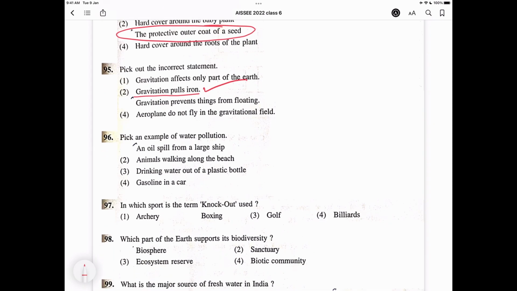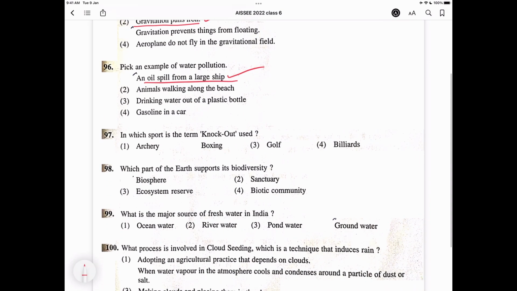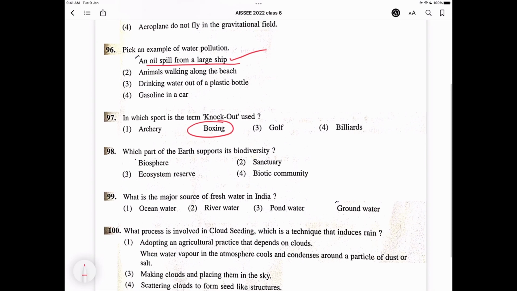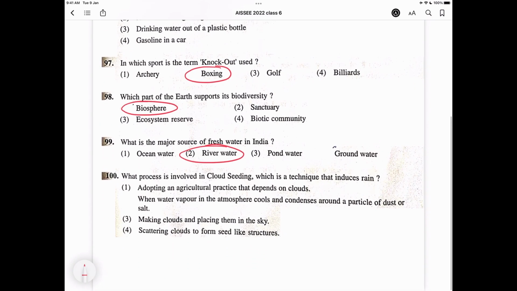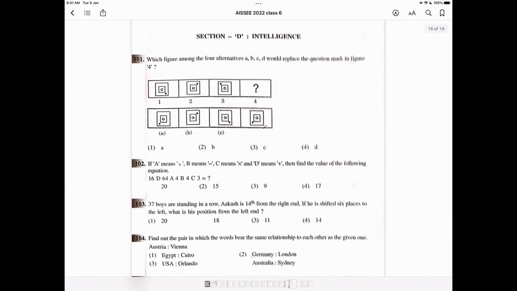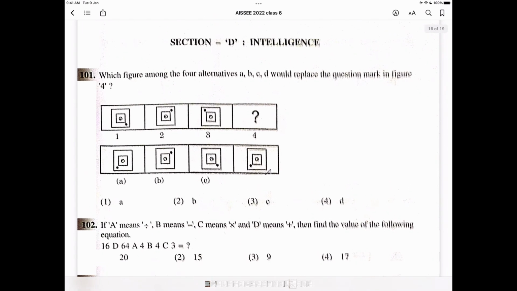For question number 96, A option is the correct answer. For question number 97, B option, knockout is associated with boxing. For question number 98, A option is correct answer. For question number 99, B option is correct answer. For question number 100, option number B is the correct answer. Moving on to section D, which is the last one.